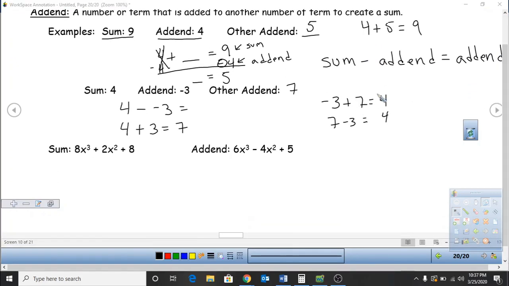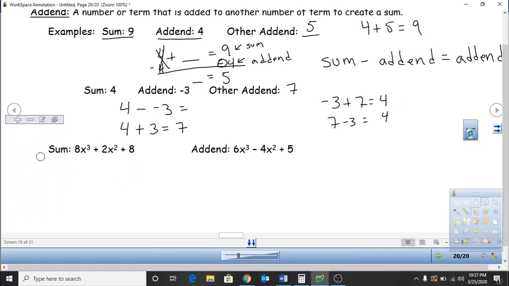So how can I apply these rules to polynomials, right? Well, I'm going to use the same strategy, sum minus addend equals addend, and I'm just going to apply it over here to polynomials. Okay, so what I'm going to do is take the sum, which in this case happens to be 8x cubed plus 2x squared plus 8, and I'm going to subtract this addend.